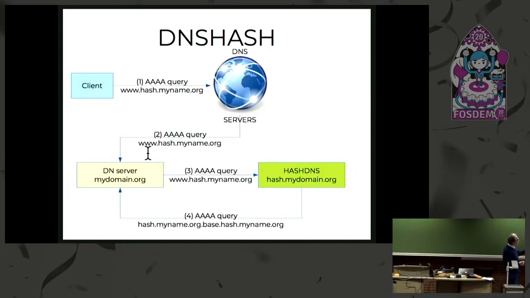The main server, which is a standard BIND server, because there is a delegation, forwards the query to the HashDNS server, which asks this DNS server which is the base address, in order to have no configuration at all in the HashDNS server, which can handle many subdomains of myname.org.